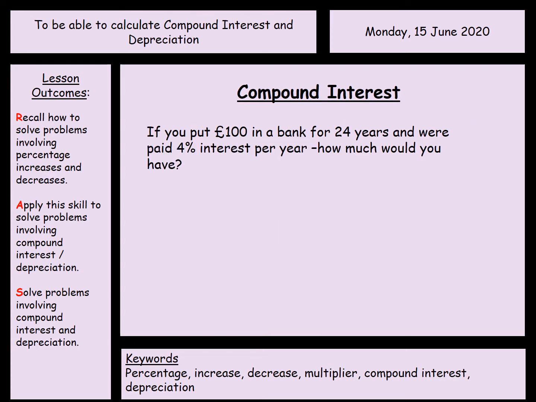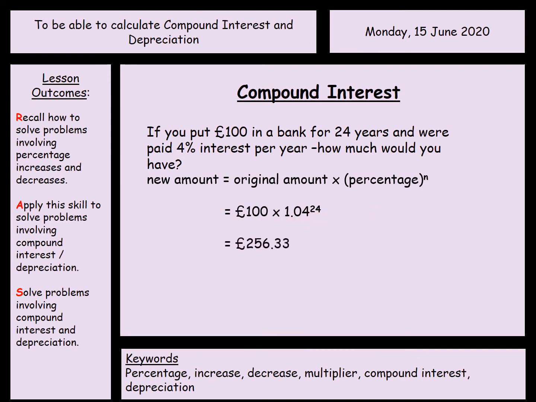Second example, £100 in a bank for 24 years and you're paid 4% interest per year. How much would you have? So again, I'm going to set it out using the same formula. 100 times 1.04 to the power of 24. Type it in your calculator, get yourself an answer and round it. The other times when we're going to see our repeated percentage changes, so if we're increasing, we're looking at interest.